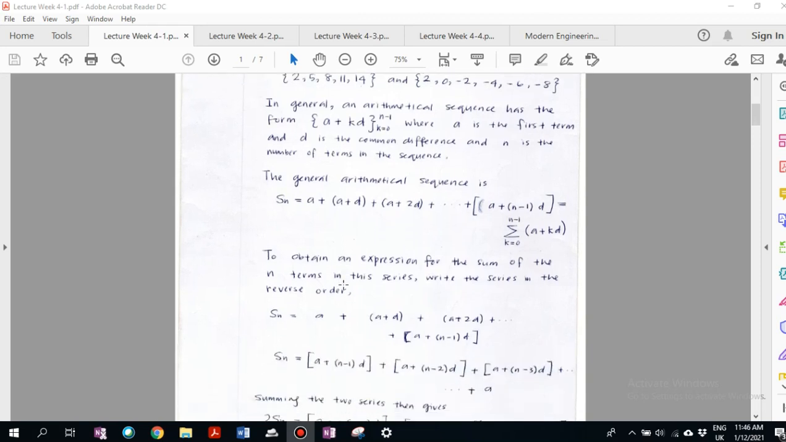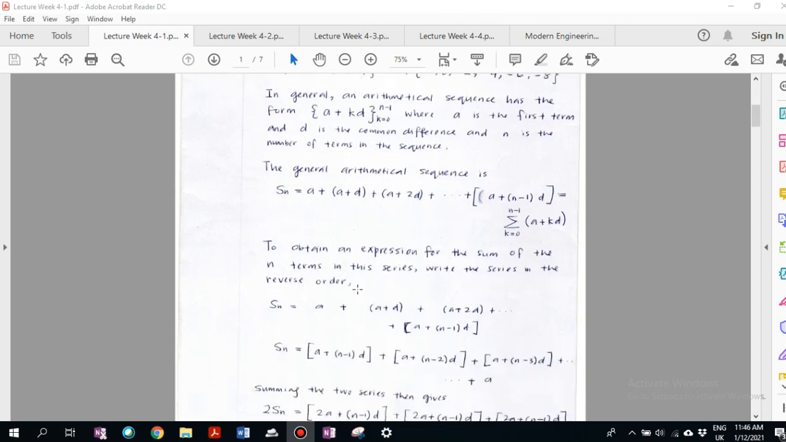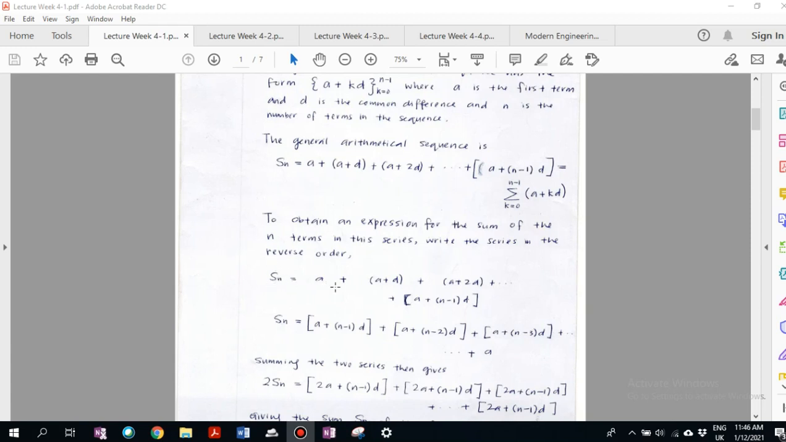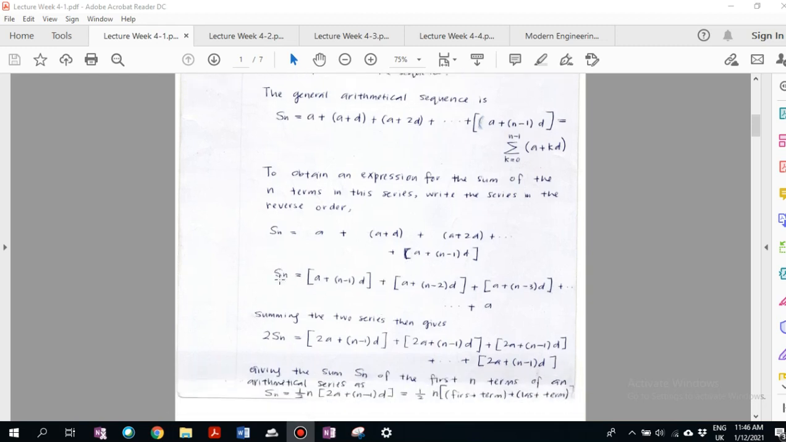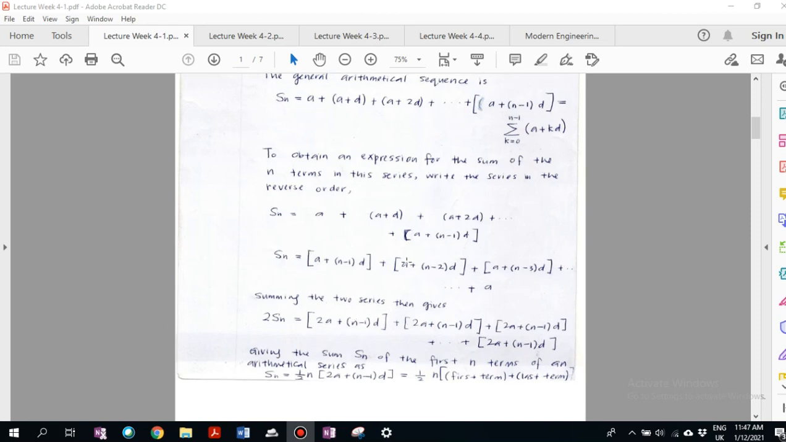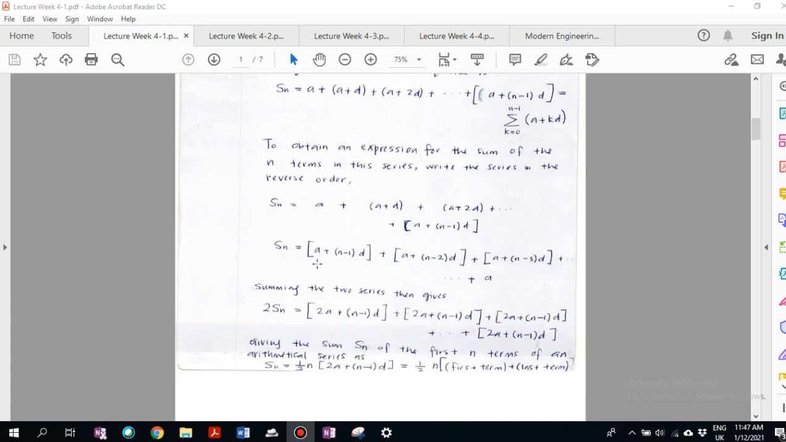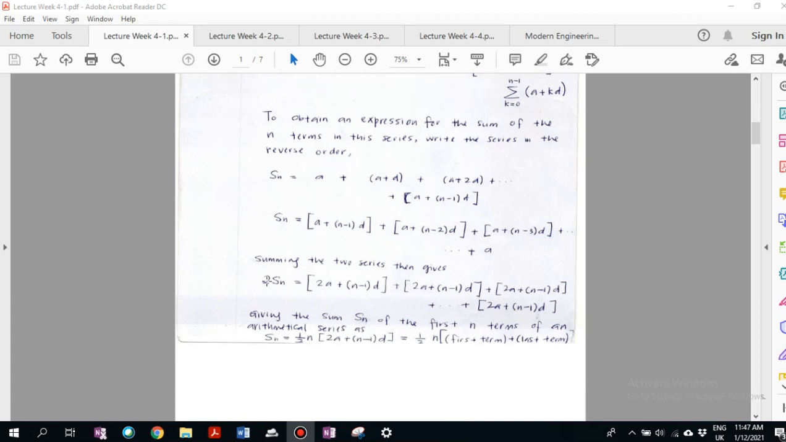In order to obtain the expression for the sum of n terms in the series, we can write Sn equal a plus (a plus d), (a plus 2d), up to a plus n minus 1 d. Another way, we can say that Sn is a plus n minus 1 d, a plus n minus 2 d, a plus n minus 3 times d, and the rest. When we sum these two expressions of the series, we get 2Sn equal to n times 2a plus n minus 1 d.